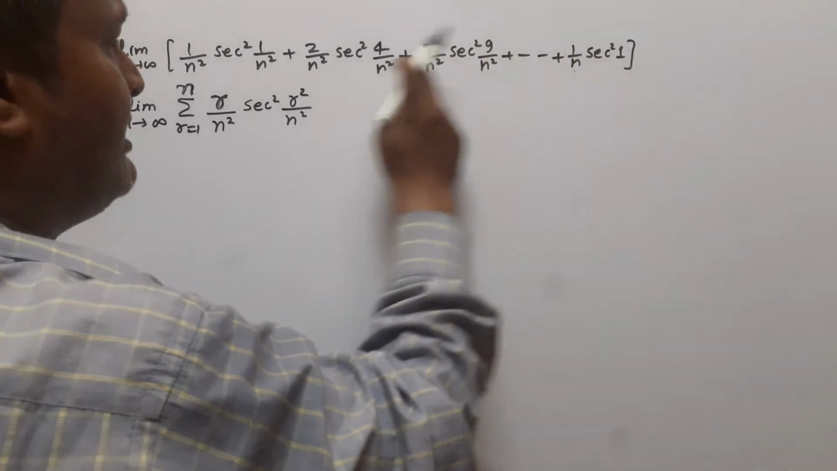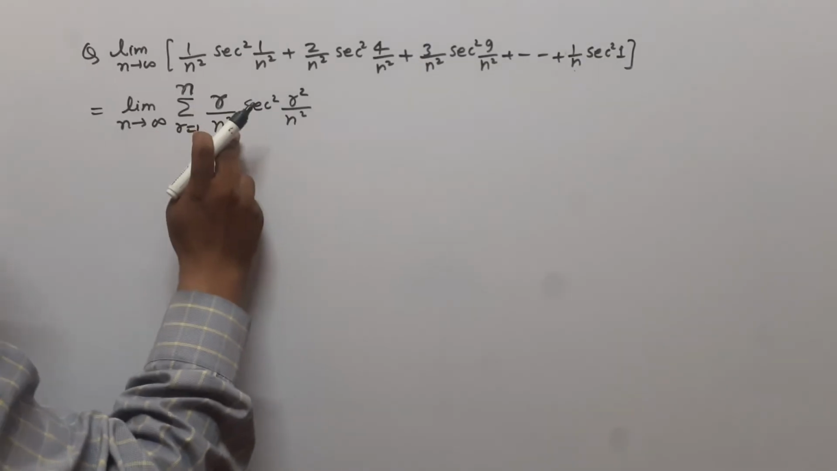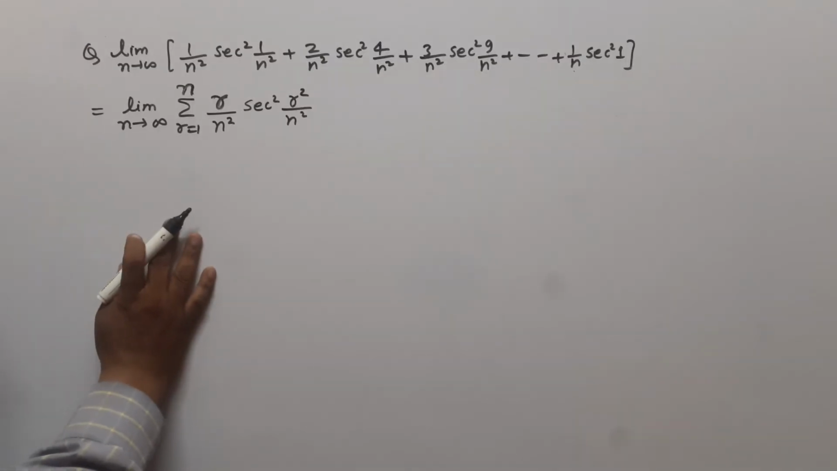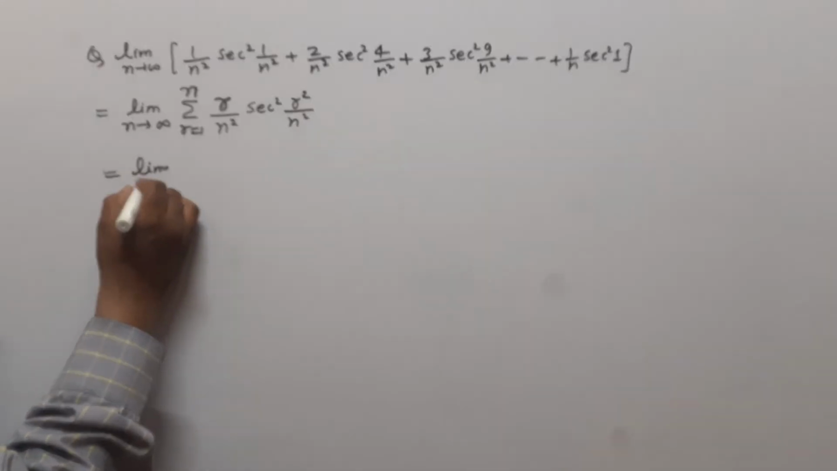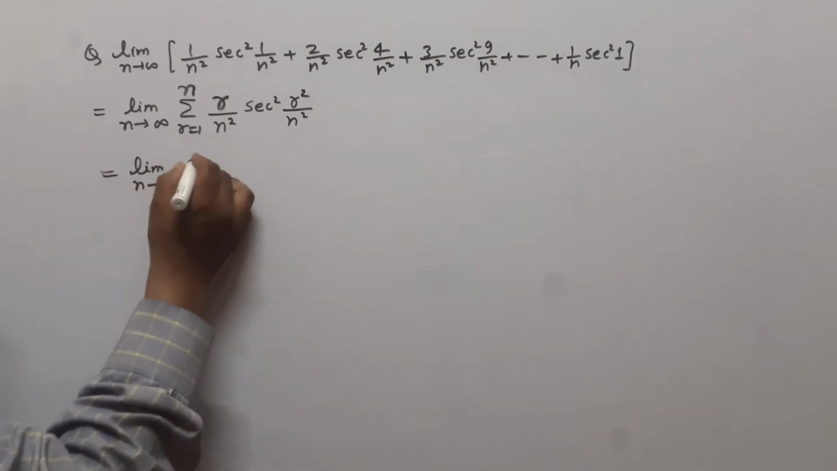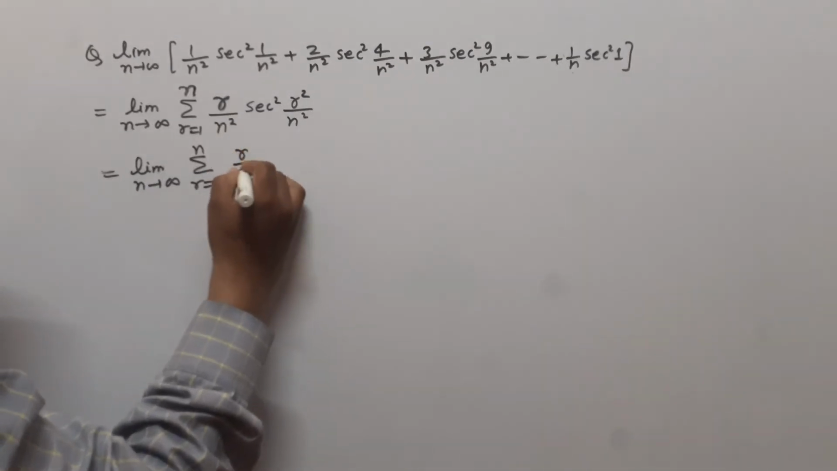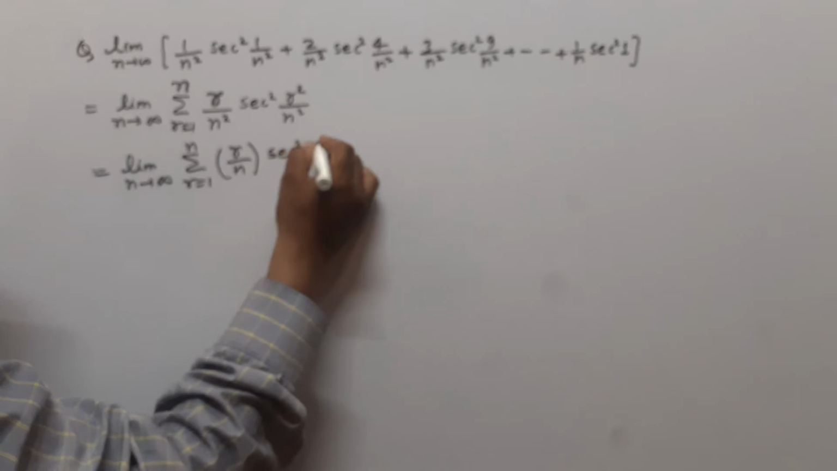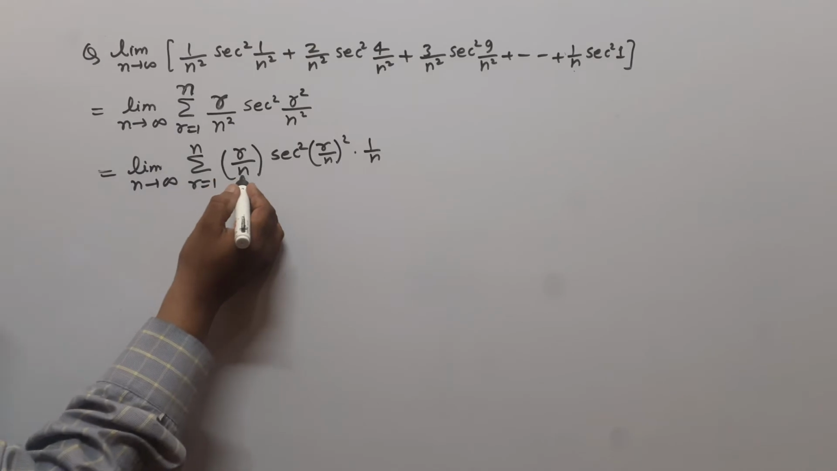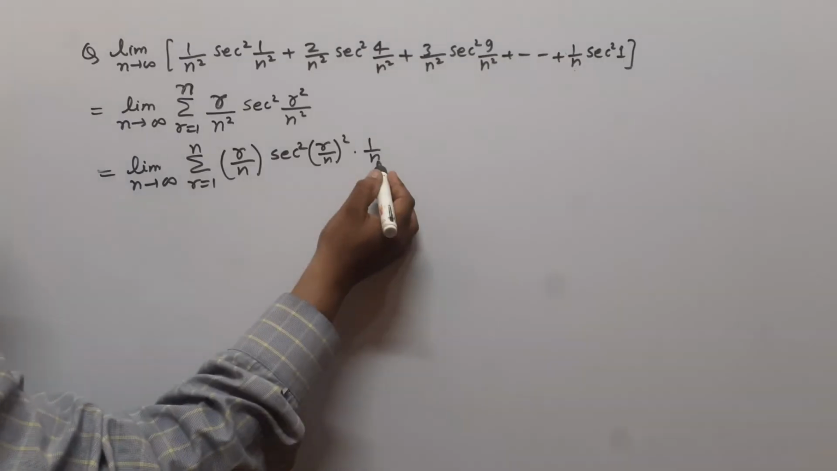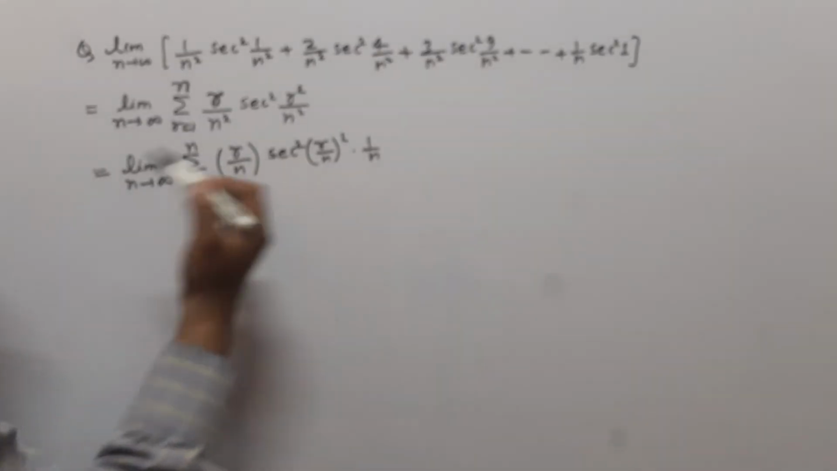So this sequence can be written in compact form as sigma r going from 1 to n, r by n square sec square r square by n square. Now this can also be written as limit n tends to infinity, sigma r going from 1 to n, r by n sec square (r by n) whole square multiplied by 1 by n. Here 1 by n and 1 by n multiplied give 1 by n square, so this n square is broken into n multiplied by n.